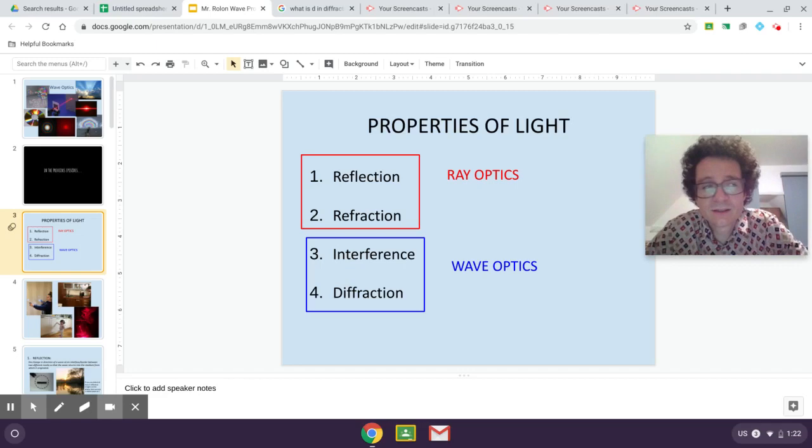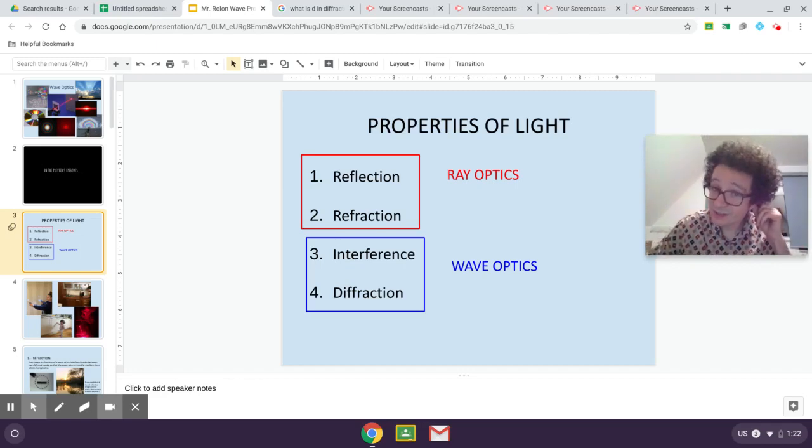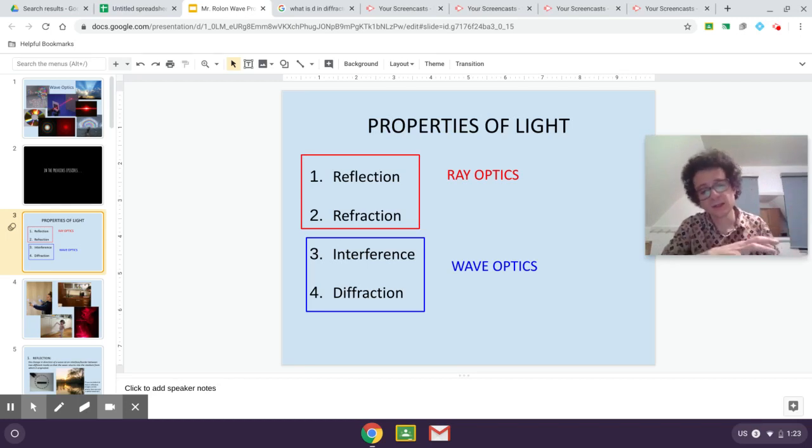It's also sometimes called the particle approximation, because these two properties can also be studied considering light as a particle. Remember that in the time of Newton there were people that had a theory that light behaves as a particle, including Newton, and other people that had the theory that light is a wave that behaves as a wave.